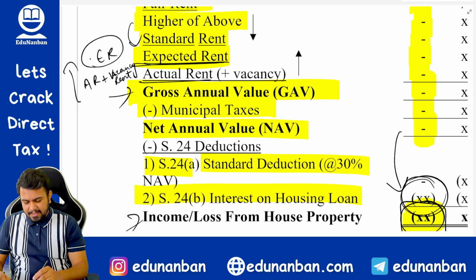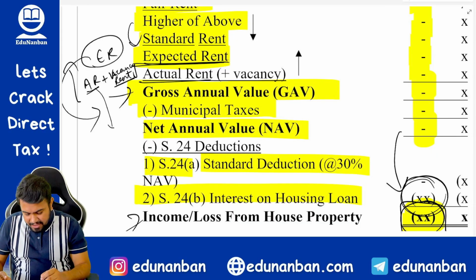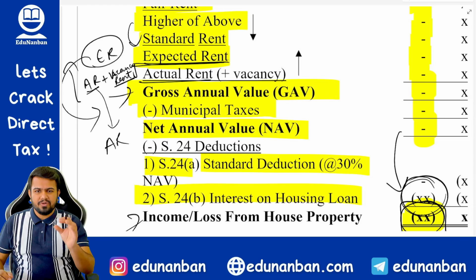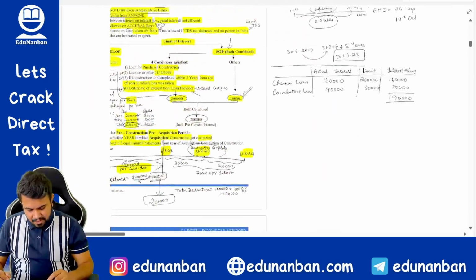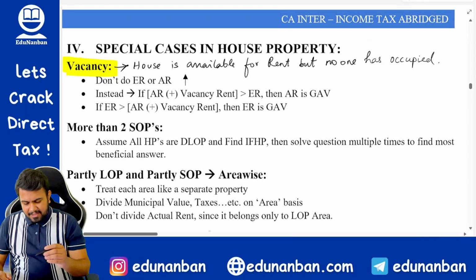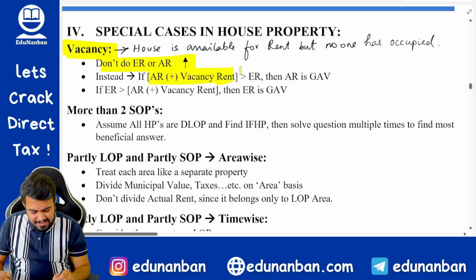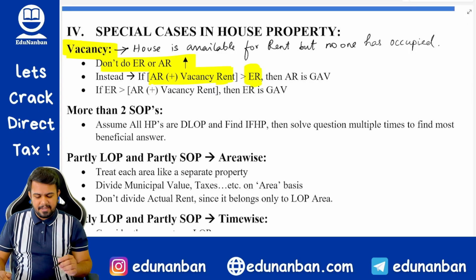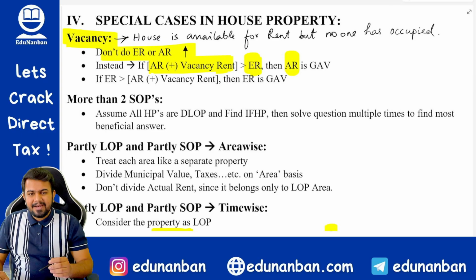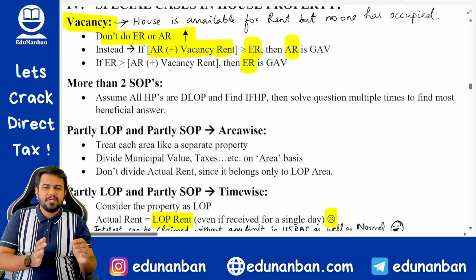If expected rent is higher, take expected rent as GAV. But if actual rent plus vacancy rent is higher, then take actual rent as GAV. So while comparison, you should add the vacancy rent, but while taking the answer, you take only the actual rent. So here you have to be very careful. There is a logic behind this also, which I have taken in class, but I will not discuss it here. So when it comes to vacancy, don't do expected rent or actual rent, whichever is higher. Instead, you compare expected rent with actual rent plus vacancy rent. If actual rent plus vacancy rent is higher, then actual rent is GAV. If expected rent is higher, then expected rent is GAV. While comparison, you take the vacancy rent, but while putting the GAV, you take only the actual rent.